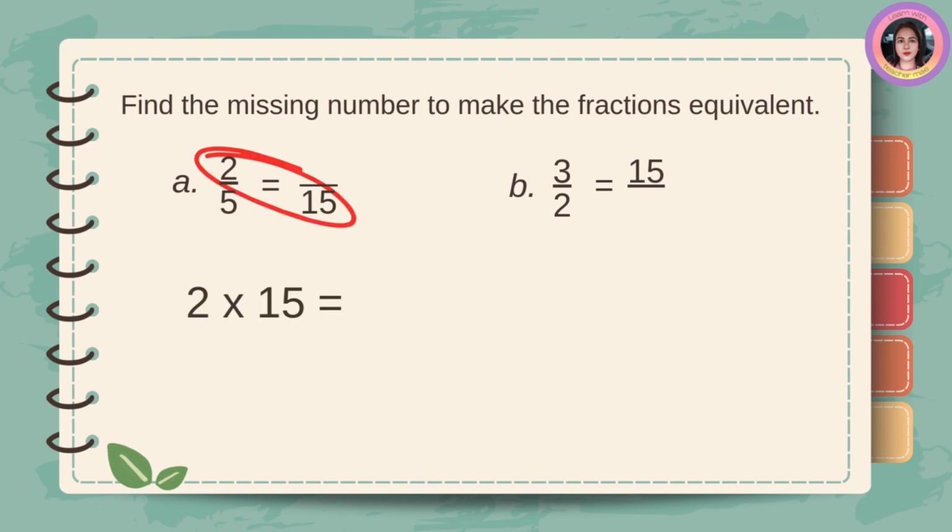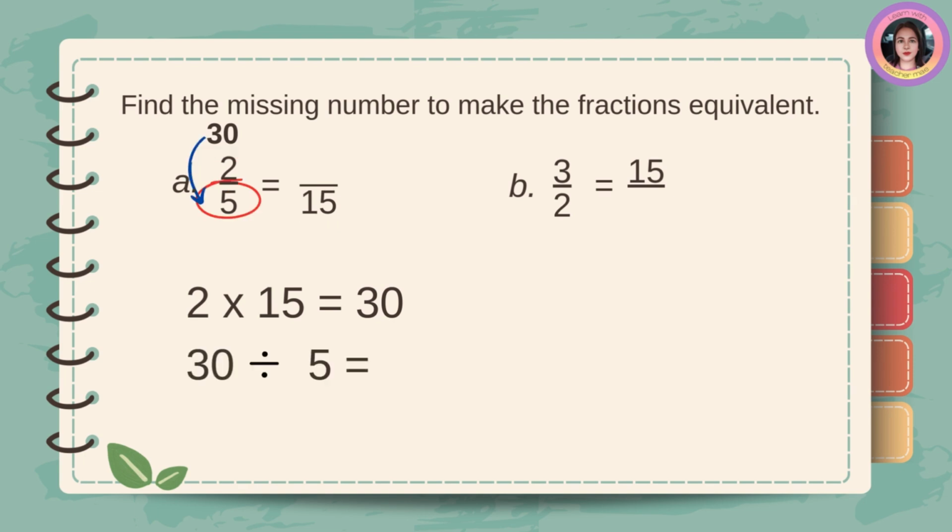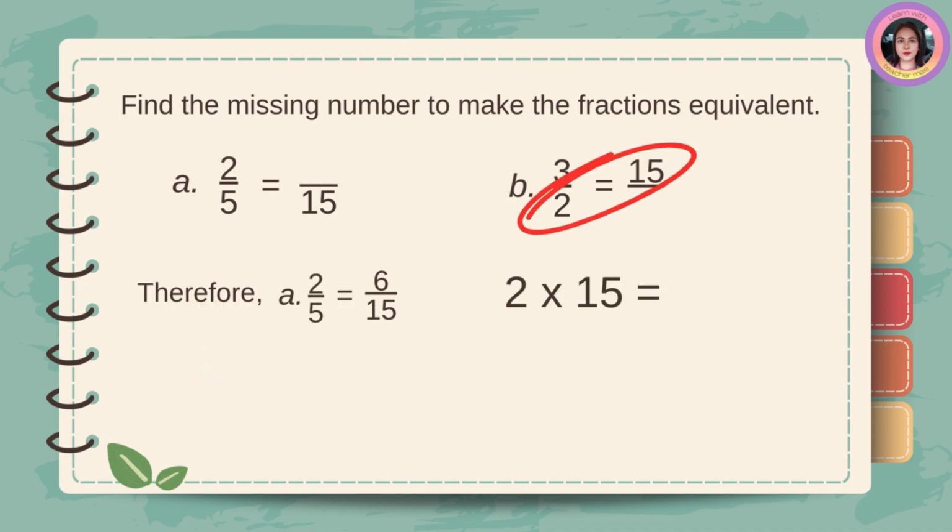To find the missing number, use cross multiplication. Multiply 2 and 15. 2 times 15 is equal to 30. And then, divide 30 by the denominator 5. 30 divided by 5 is equal to 6. Therefore, 2/5 is equal to 6/15.